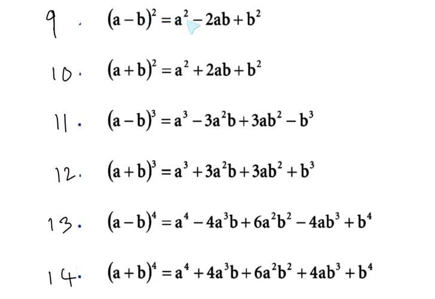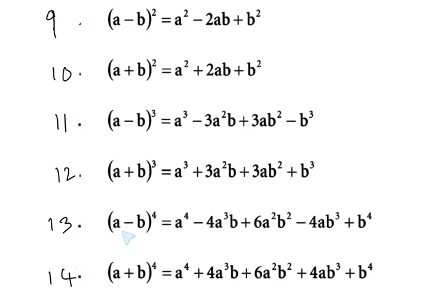A minus b whole square is equal to a square minus 2ab plus b square. A plus b whole square is equal to a square plus 2ab plus b square. A minus b whole cube is equal to a cube minus 3a square b plus 3ab square minus b cube. And a plus b whole cube is equal to a cube plus 3a square b plus 3ab square plus b cube.